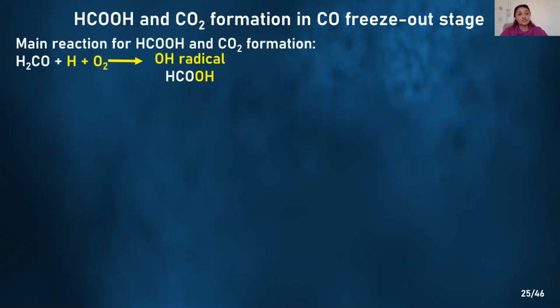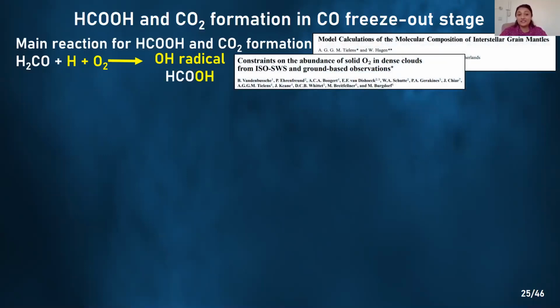So the main reaction of this study is formaldehyde plus H plus O2, where H plus O2 is used to create the OH species that partially makes up formic acid. O2 also has some relevance here in that it's thought to be formed also with CO ice, which also goes in line with the higher availability of diatomics in the CO freeze-up stage.